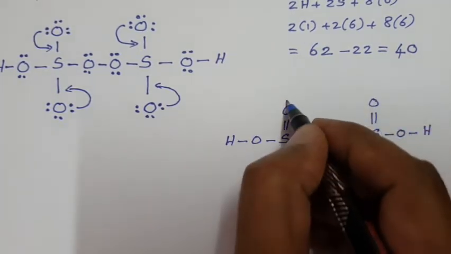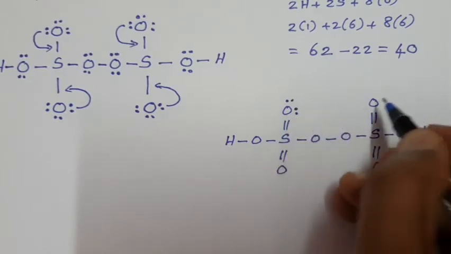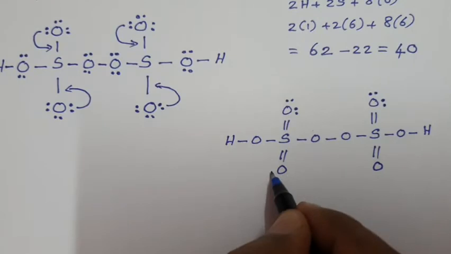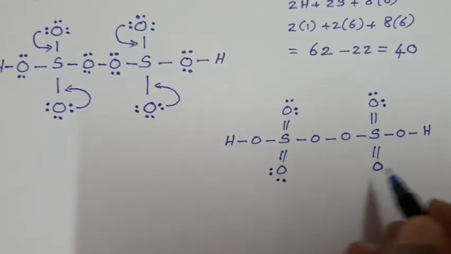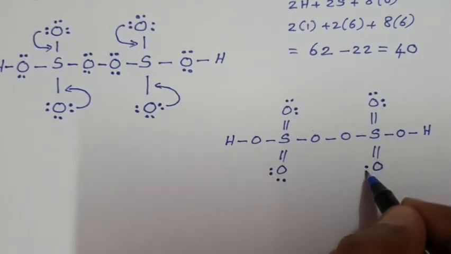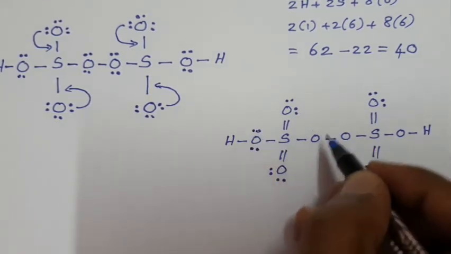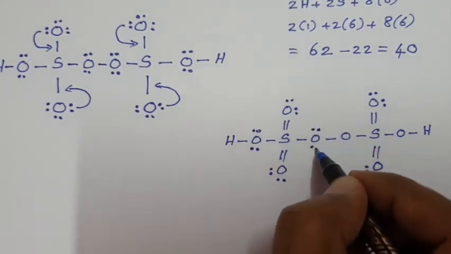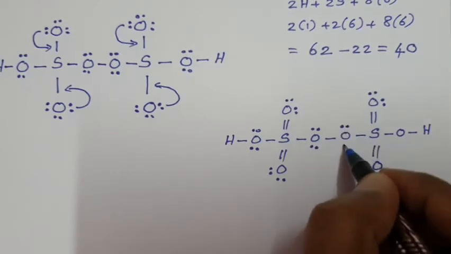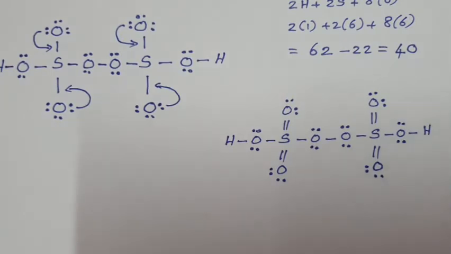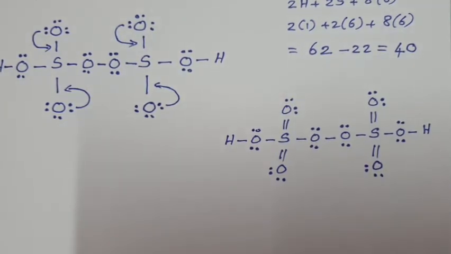How many lone pairs of electrons? 1 double bond oxygen has 2 lone pairs of electrons. Each of the 4 double bond oxygens has 2 lone pairs, and each of the 4 single bond oxygens has 2 lone pairs of electrons. So, this is the structure of peroxo disulfuric acid.